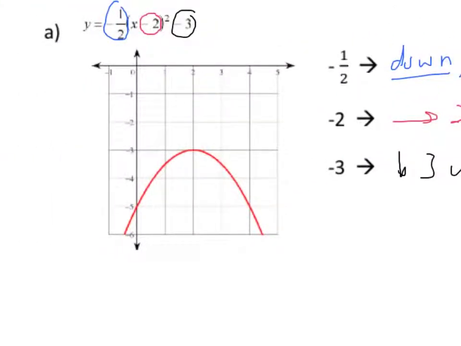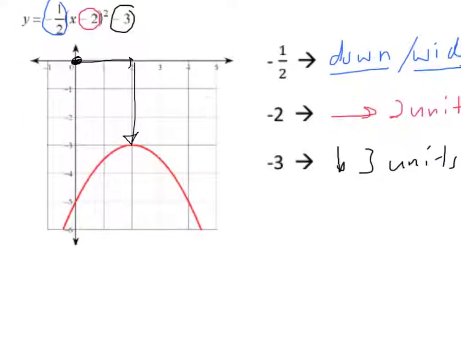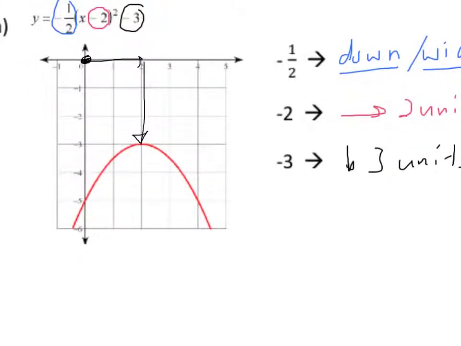On this one, again, the vertex should be at 0, 0. But it looks like it's shifted to the right 2 units and down 3. If we look at what we wrote, it did indeed shift 2 units to the right and 3 units down. So the vertex would have a new location of right 2 and 3 down.